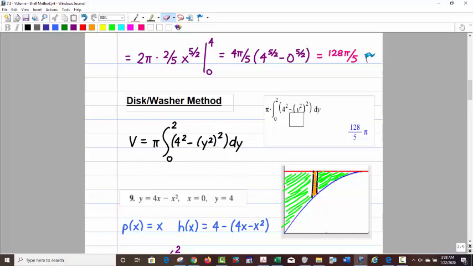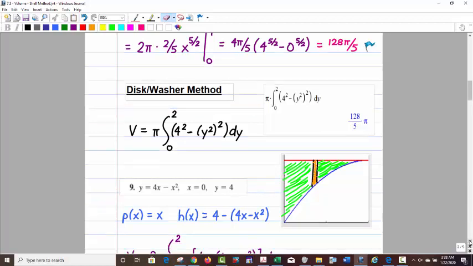I didn't work out the integral. It would not have been hard to work out. It just would have been 16 minus y to the 4th. Do the power rule. I just wanted to save time. But the point I'm trying to make is look what the answer ended up being, 128 over 5 times pi. So they were identical answers, whether you did the shell method or the disk washer method.